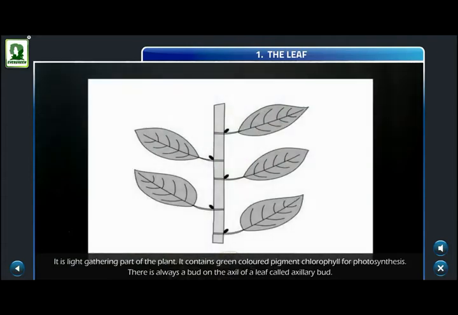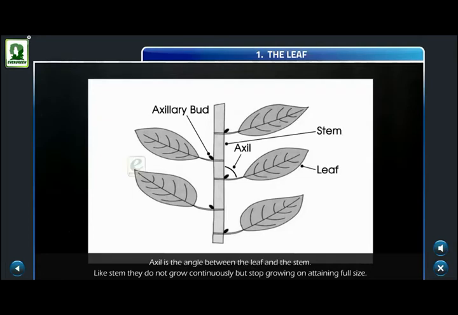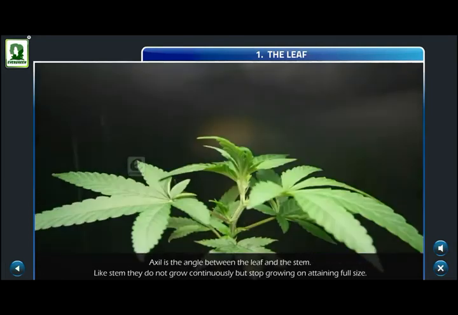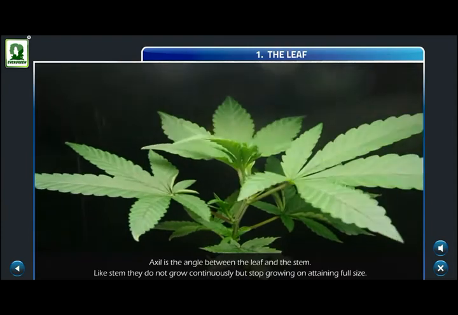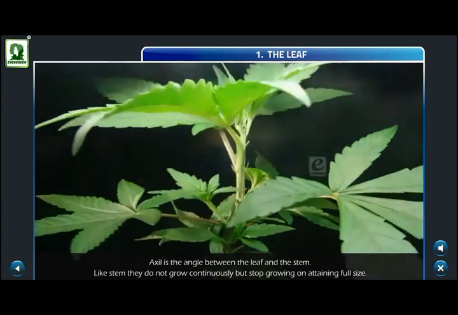There is always a bud on the axil of a leaf called axillary bud. Axil is the angle between the leaf and the stem. Like stem, they do not grow continuously but stop growing on attaining full size.